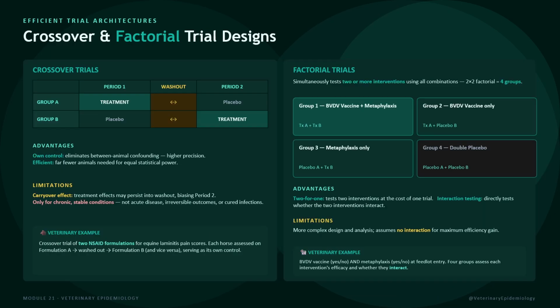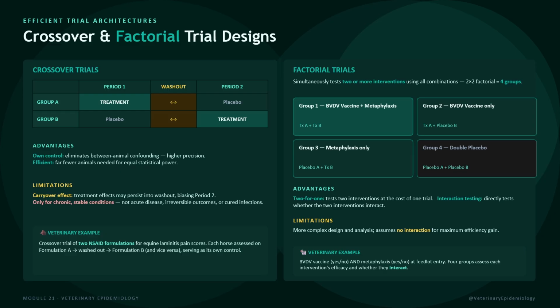In crossover trials, each animal receives both treatments in different periods, separated by a washout. This design is efficient and controls for between animal variability because each animal serves as its own control. However, crossover trials only work for chronic stable conditions. They are inappropriate for acute diseases, irreversible outcomes, or infections that confer immunity. Carryover effects must be minimized with an adequate washout period.